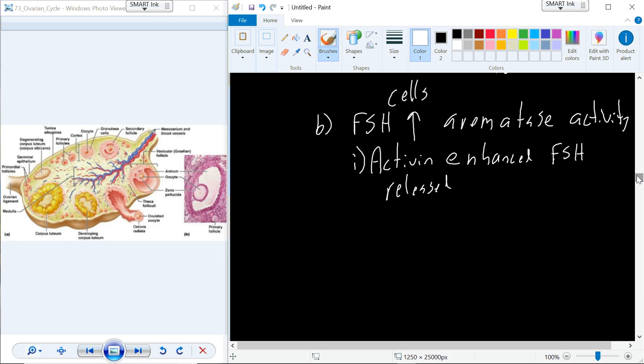And basically, the biochemical pathway that we're looking at here is that cholesterol is converted over to progesterone. By the way, cholesterol is a 27 carbon molecule. I'm sorry, not progesterone, pregnenolone, and then progesterone.